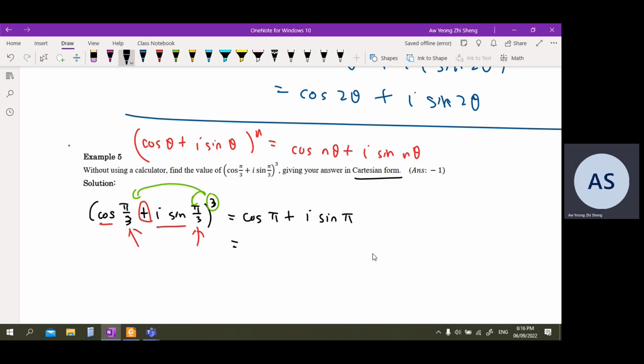They say give your answer in Cartesian form, so you will just convert your cos pi into the numerical value of -1. Sin pi is just 0. That gives you simply -1, and we are done.